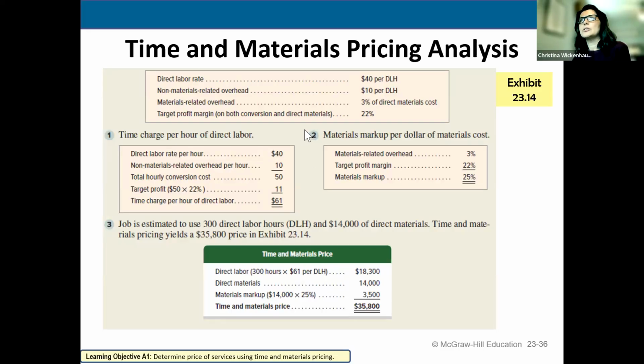So that should take you through all of your homework problems. I'm going to go ahead and just leave this last part for you to review on your own time, the time and material pricing. And other than that, I think that gets you through the rest of chapter 23.